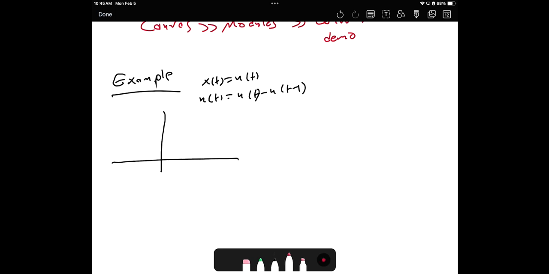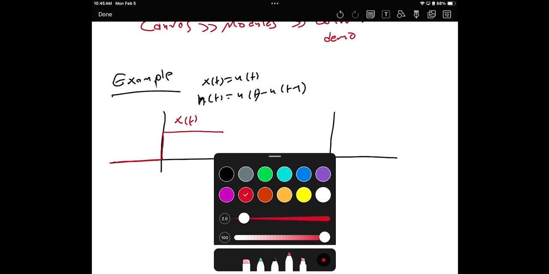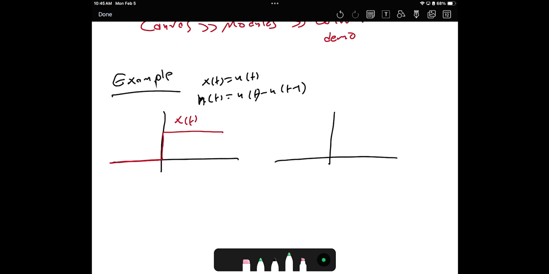X of t, then u of t, or h of t. It is at t equal 1 that it goes back to 0. So from 0 to 1, h of t, and here let's assume the value.